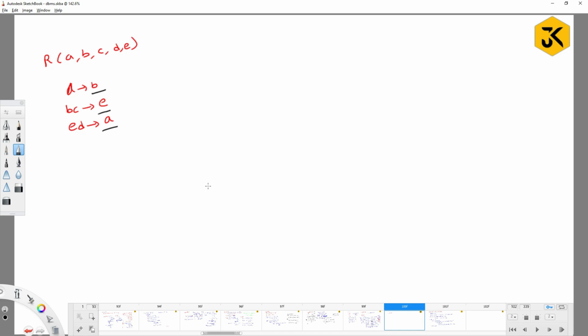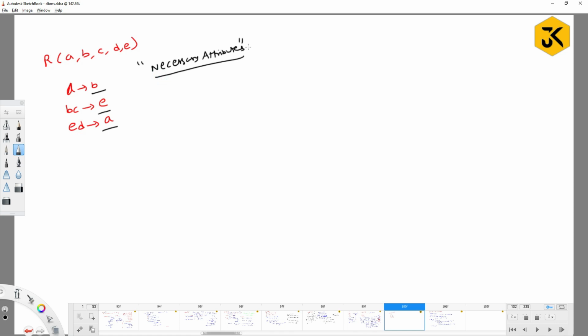Means that if I want to include CD in our final result, first it should be available on the left side, right? So that's the reason I can say that the attributes which are not available on the right side, I can call them necessary attributes. Why am I saying that they are necessary attributes?